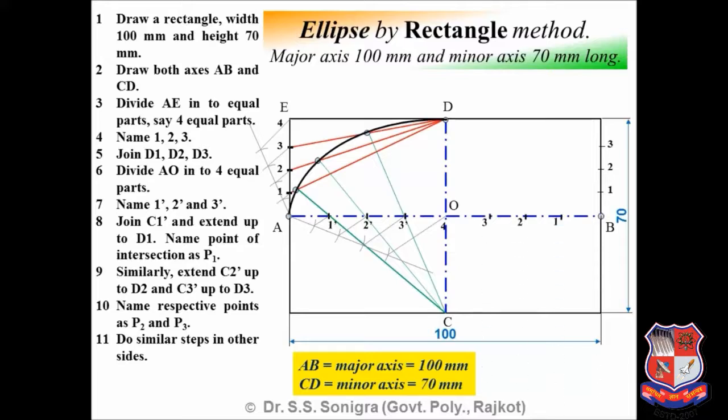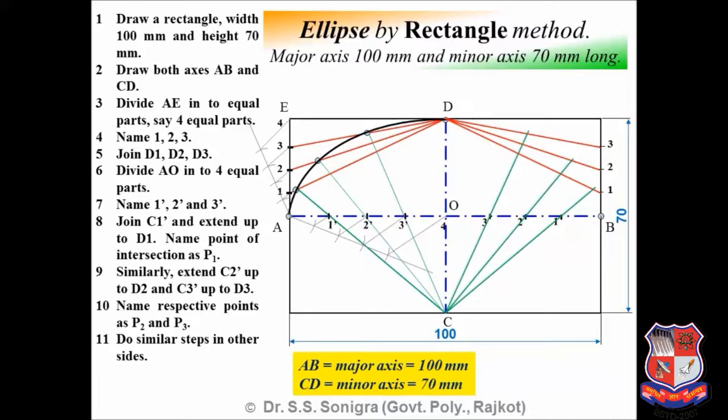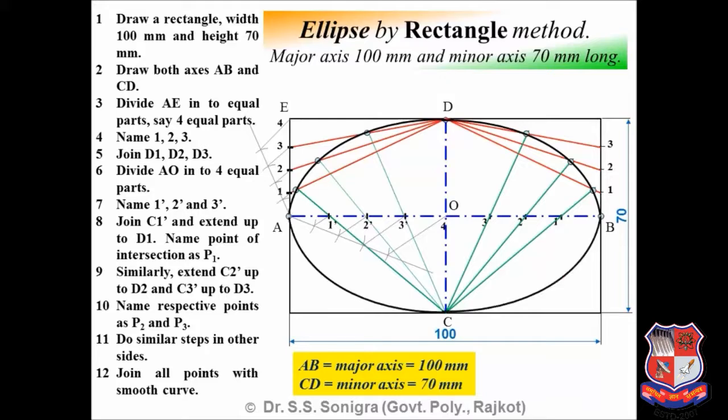Do the same exercise on the other side. Point number 1, 2, 3, equal division of that side also. Join the respective points D1, D2, D3, extend C1', C2' and C3', and respective points of intersection are these. Join all these points with a smooth curve as shown over here, and that is the ellipse of given dimension. Width is equal to 100 mm, height is equal to 70 mm, or major diameter and minor diameter 100 mm and 70 mm respectively.